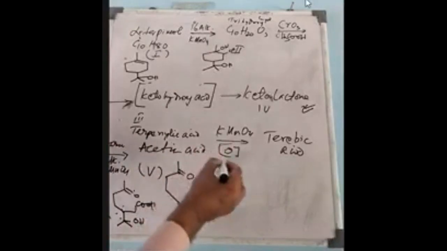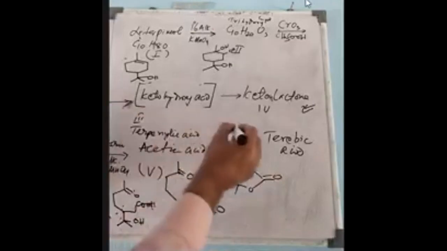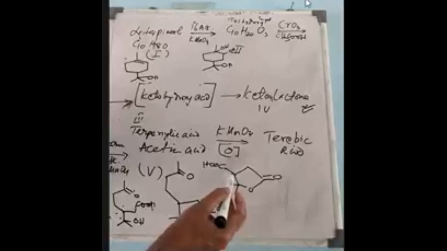Terpinylic acid, acetic acid, you know the formula? Let me write the terpinylic acid. Terpinylic acid is also a lactone, same as this lactone. Now here you see, it is four, five, this one, five.